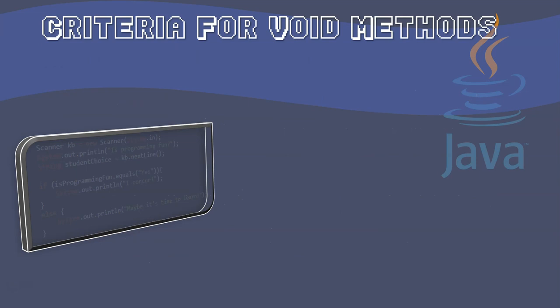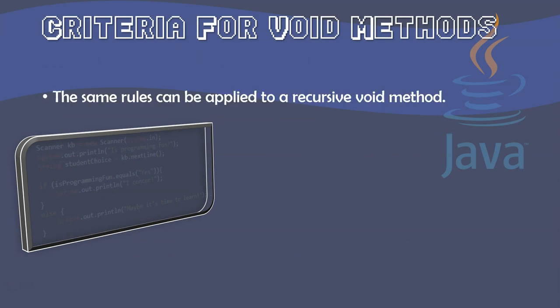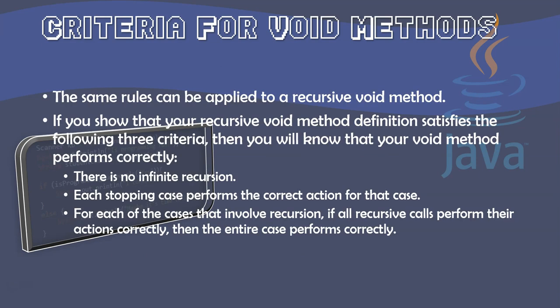Now, what about void methods? Well, we can apply those exact same rules. If you show that your recursive void method satisfies the following criteria, then you know it performs correctly. Again, no infinite recursion. Each stopping case performs the correct action for that case. And for each of the cases that involve recursion, if all recursive calls perform the actions correctly, then the entire case will perform correctly.